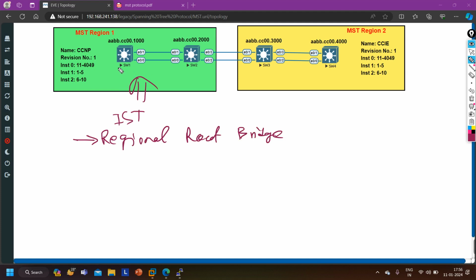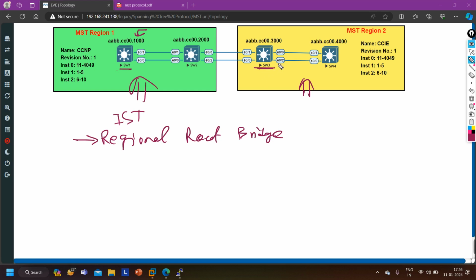You can see that by default the priority on all switches is the same. So switch 1 has the lowest MAC address in this domain. So switch 1 is going to become the regional root bridge. In the same way, in this domain switch 3 has the lower MAC address, so switch 3 will become the regional root bridge.